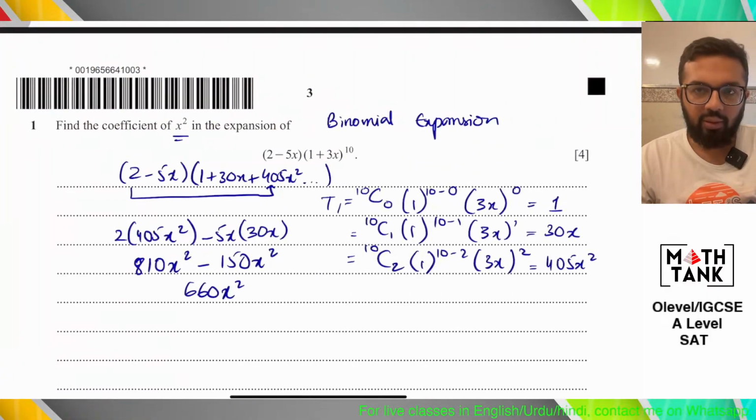I just expanded and multiplied the terms in that lead me to x squared.